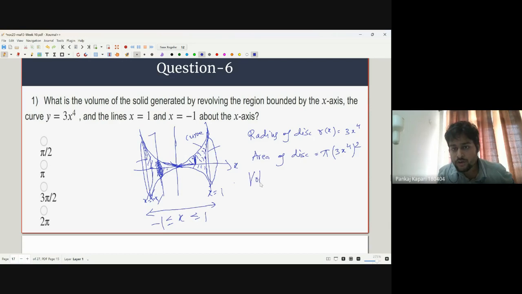And then what is the volume? It is the integral from -1 to 1 of pi times (3x to the power 4) whole square dx. Now you can see that if you square it, you will get 9 pi outside, and it's an even function. So because of the even function, you can write this integral as 2 times the integral from 0 to 1, right? So x to the power 8 dx.